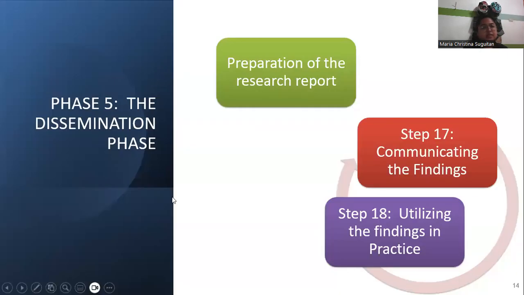Yan, sabi dyan sa phase 5, the dissemination phase. Eto na yung last phase. We have the preparation of the research report. Step 17, communicating the findings. And step 18, we have utilizing the findings in practice. Ito yung pinaka-last na gagawin nyo kasi. Okay? The findings and then the recommendation. Yun yung last part na ng nursing research. So I think this is the last. Totoo na po ito. Okay?